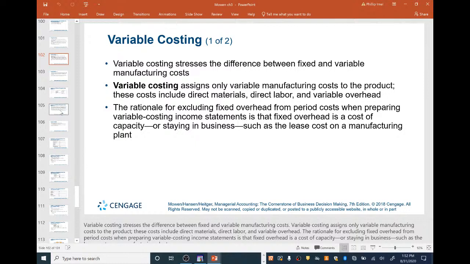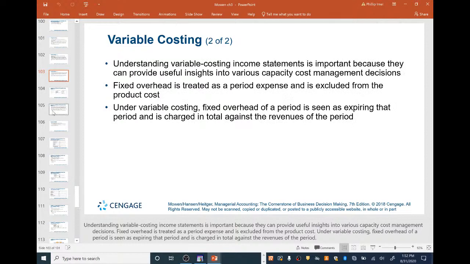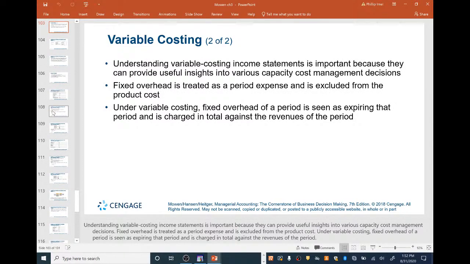The rationale for excluding fixed overhead from product costs when preparing variable costing income statements is that fixed overhead is a cost of capacity, or staying in business, such as the lease cost on a manufacturing plant. So that's the justification for separating out the fixed overhead under variable costing income statements. Understanding variable costing income statements is important because they can provide useful insights into various capacity cost management decisions.